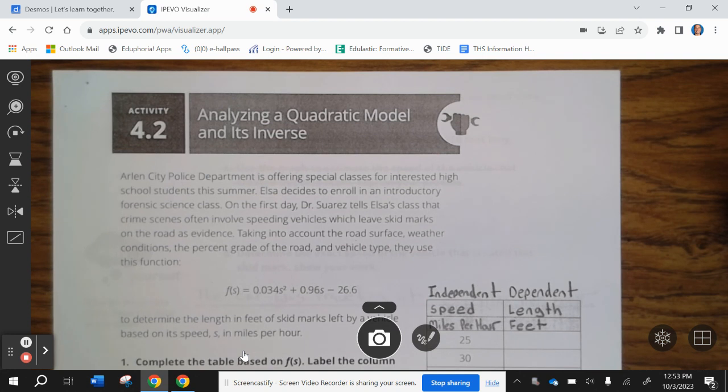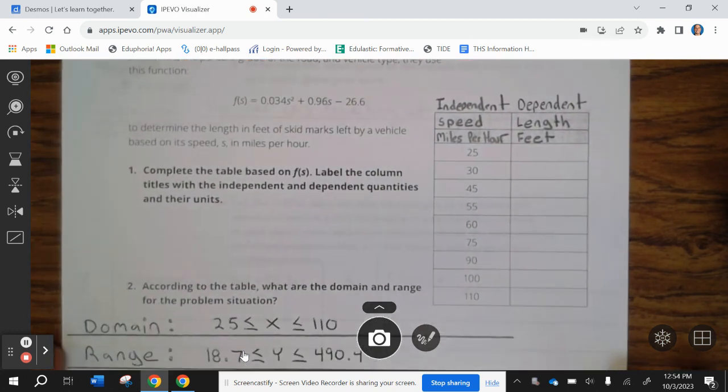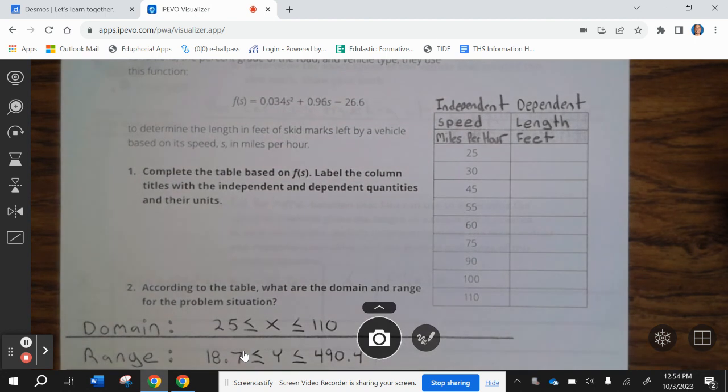Taking into account the road surface, weather conditions, percent grade of road, and the vehicle type they use, this function, f of s equals 0.034s squared plus 0.96s minus 26.6, determines the length of the skid marks left by a vehicle based on its speed. Complete the table based on f of s. Label the column titles with the independent and dependent quantities and units.